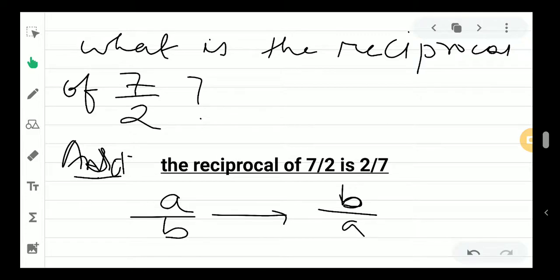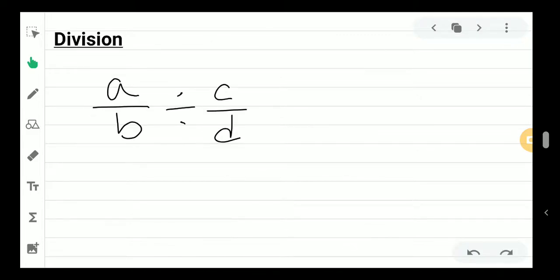Now division. Let us see this division. Here I have already written two numbers, a by b divided by c by d. Division is the opposite of multiplication. So if we know the multiplication, then we can do this division also.